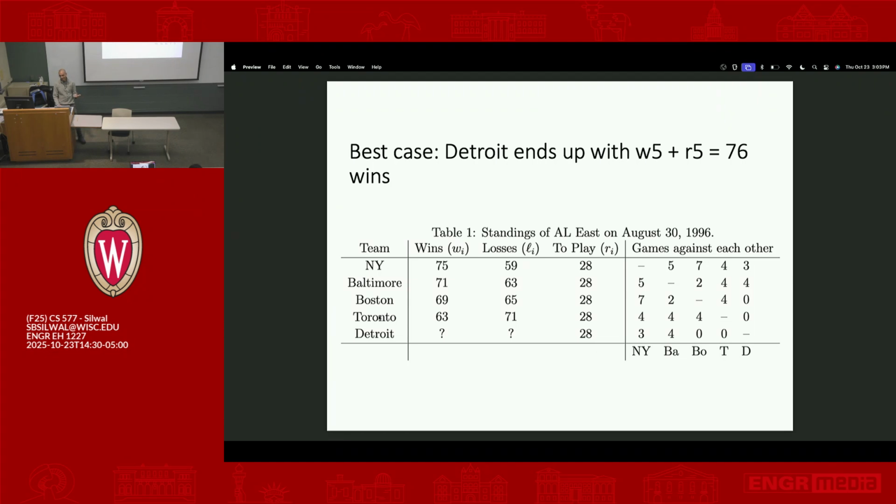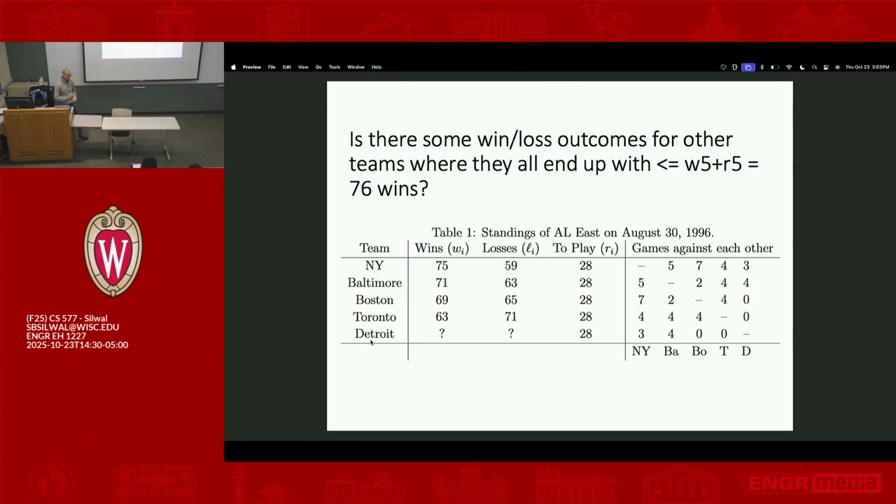But the question really is, among these 4 teams, can one of them reach 77 wins? Because they play against each other. They don't just play with this team. Another way to say it is, is there some outcome where every team ends up with at most 76 wins? That's the same question, because then there's hope of Detroit being in joint first place. I'm not asking whether it's likely or not. I'm saying, is there a chance? Is there some realization of wins and losses where it can possibly end up?